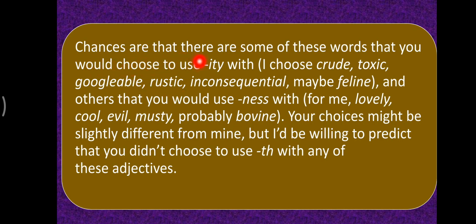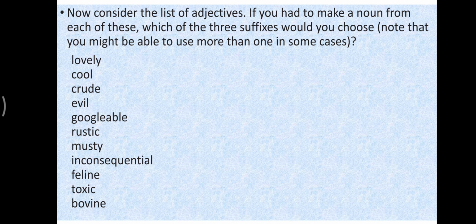Chances are that there are some of these words that you would choose to use with ity, like crude, we will say crudity, or toxicity, or googleability, or rusticity, or inconsequentiality, maybe felinity. And others that you would use with ness, for example, loveliness, coolness, evilness, mustiness, probably boviness. Now, your choice might be slightly different from mine, as I told you that you can add anyone.